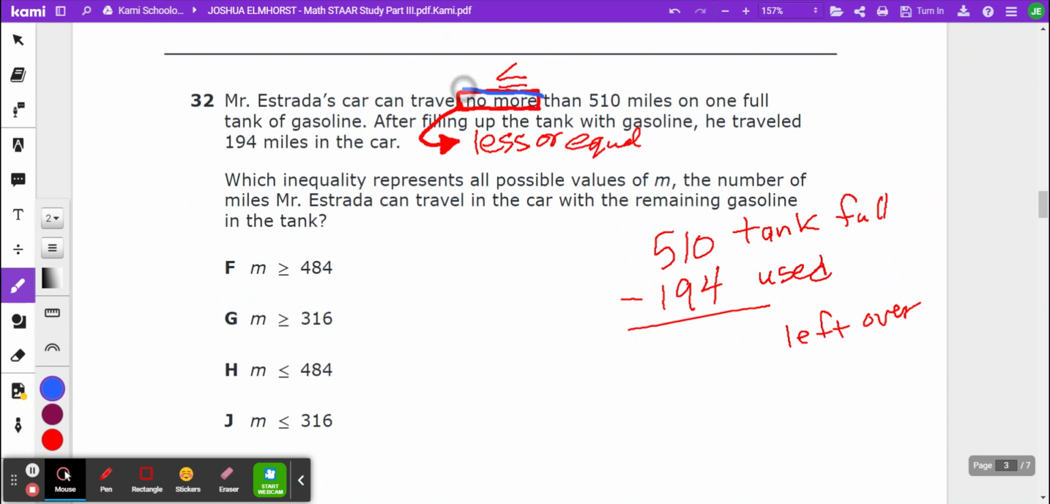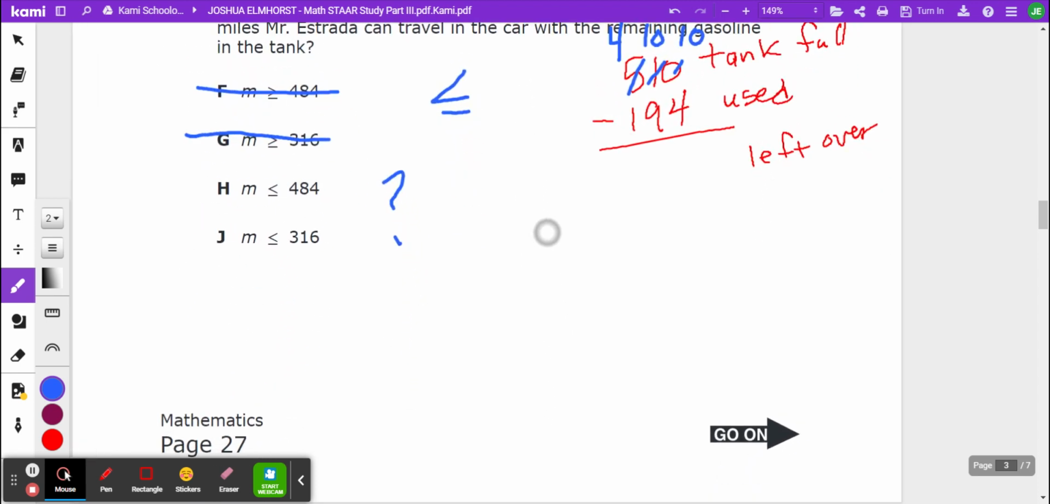So the keywords for number 32 is going to be no more. So no more means it's going to be less than or equal to. So if it's not more than, you're looking for the symbol less than or equal to. So you go down here. These are two obvious wrong answers. And now you're going to go ahead and subtract and find out which one is going to be the most correct answer.